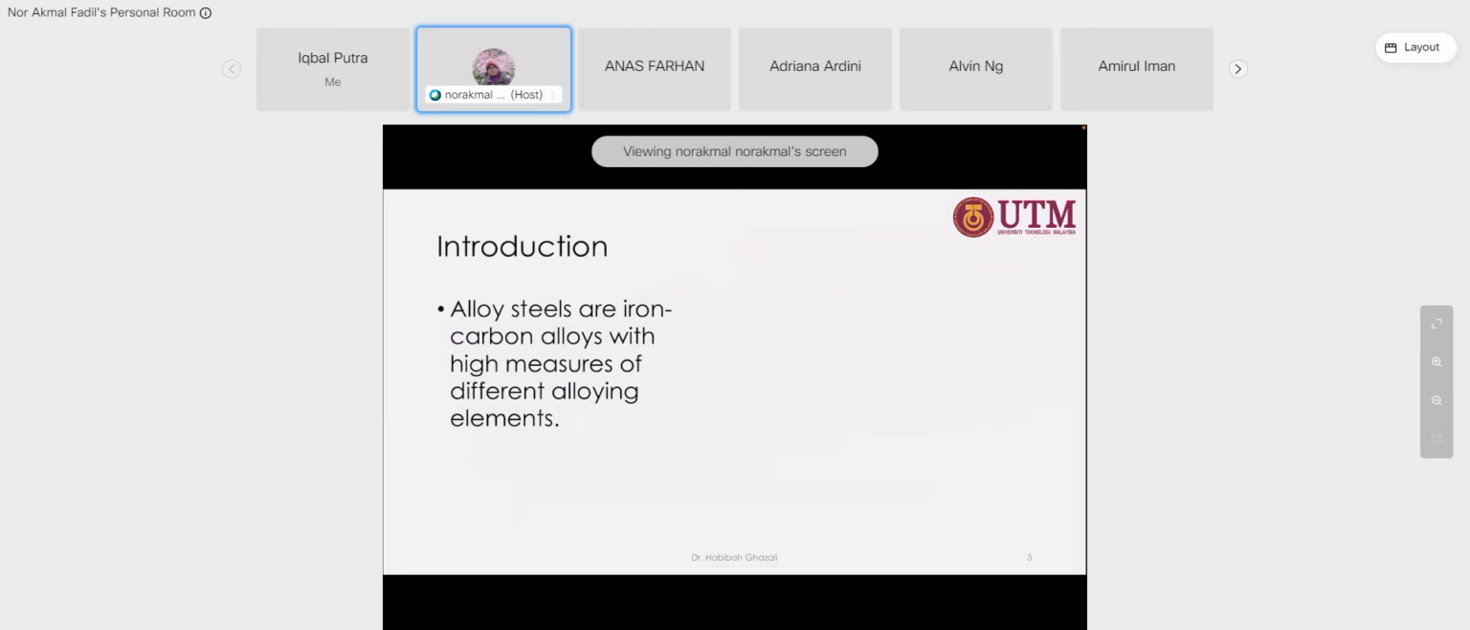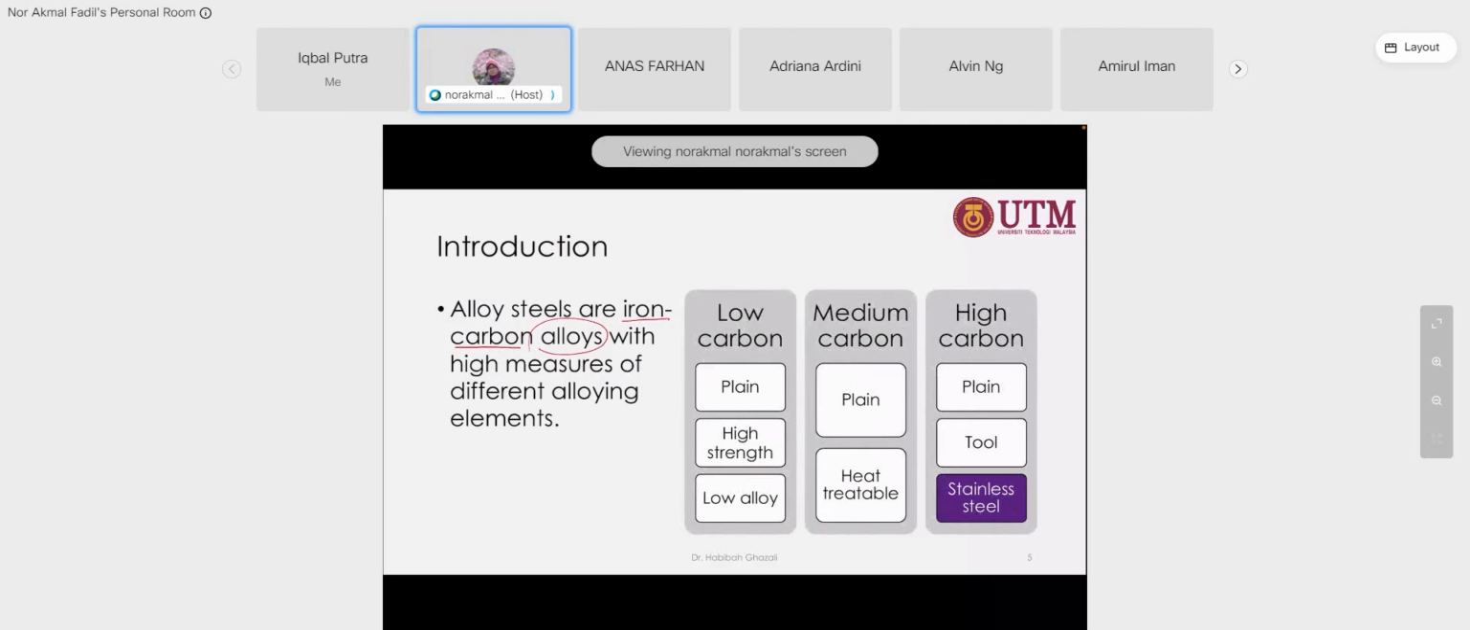Alloy steels are iron-carbon alloys, meaning iron and carbon are the basic material and we alloy it with measured amounts of different alloying elements. For low carbon, we can have plain, high strength, or low alloy. For medium carbon, we can have plain carbon and heat treatable. High carbon is a different grade with a different carbon composition. A small amount of carbon is called low carbon. A medium amount is called medium carbon steel. High carbon steel comparatively has higher carbon composition.